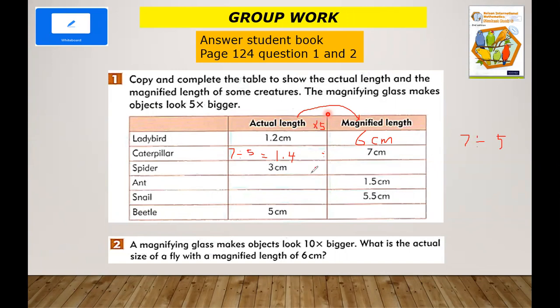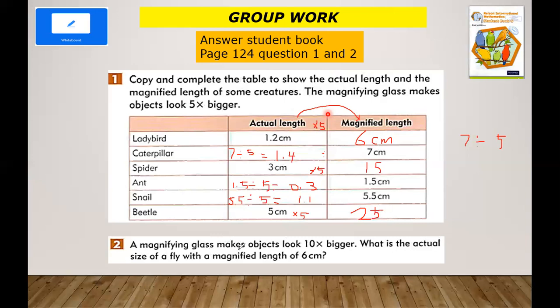Okay, now here let's multiply again by 5. So it gives us 15. Now 1.5 divided by 5 is 0.3. And then 5.5 divided by 5 equals 1.1. So 5 times 5 equals 25. So this is the answer.